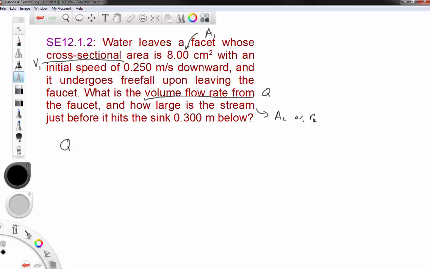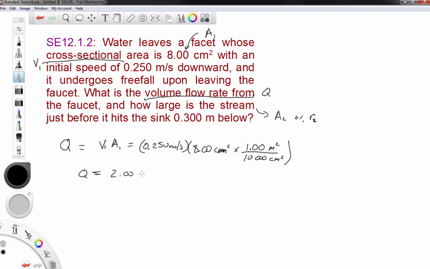Let's find Q first, because that's going to be relatively easy, since Q is the speed times the cross-sectional area, which would be 0.250 meters per second times 8.00 centimeters squared. We've got to convert this centimeters squared into meters squared, so that would be 1.00 square meters per 10,000 square centimeters. Therefore, the volume flow rate should be about 2.00 times 10 to the minus 4 meters cubed per second. This is our volume flow rate. This is incidentally equivalent to 0.200 liters per second, if you want that.